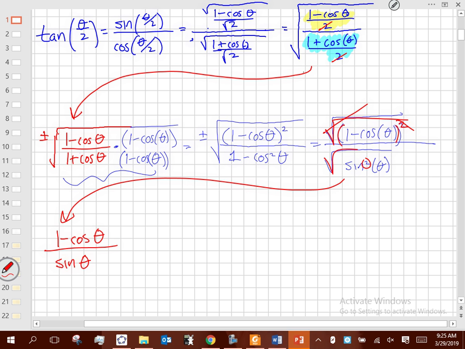Okay? Now, you might see an alternative way here. When we multiplied by the conjugate, we had options. We could have multiplied by 1 minus cosine like we did, or we could multiply by 1 plus cosine, which would be the numerator's conjugate. That would produce the same thing. Let's multiply this by the numerator's conjugate.